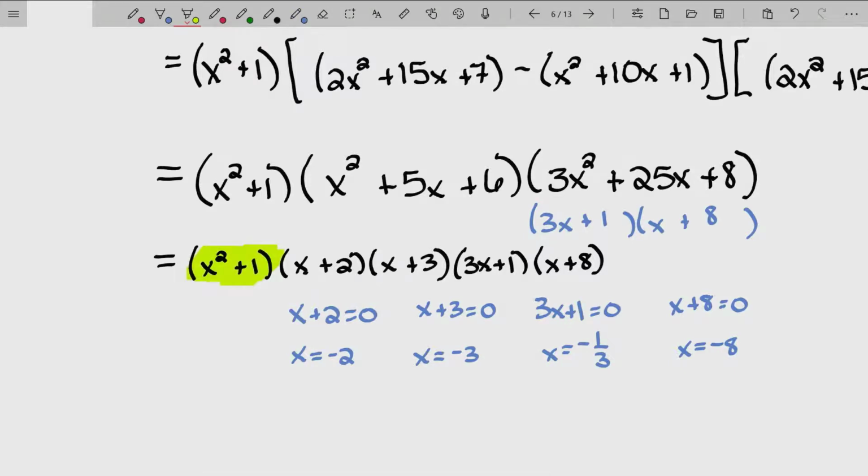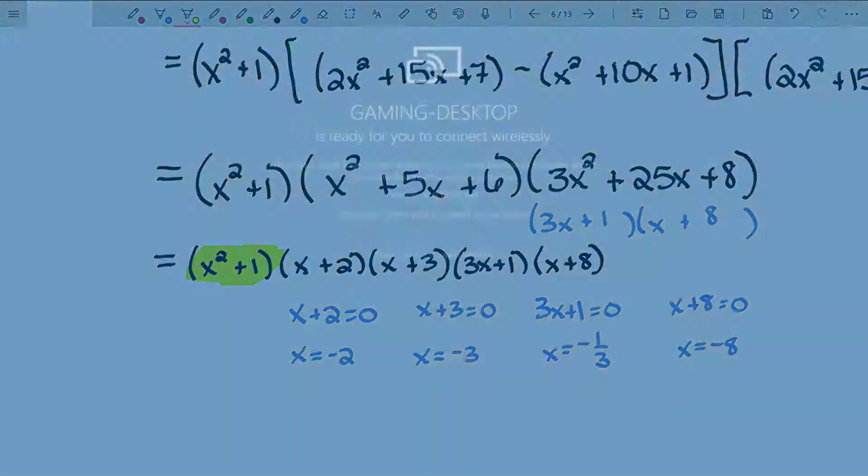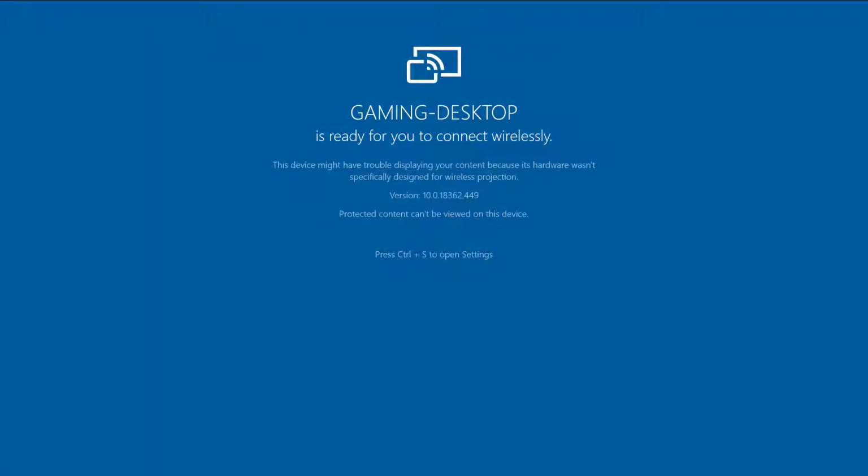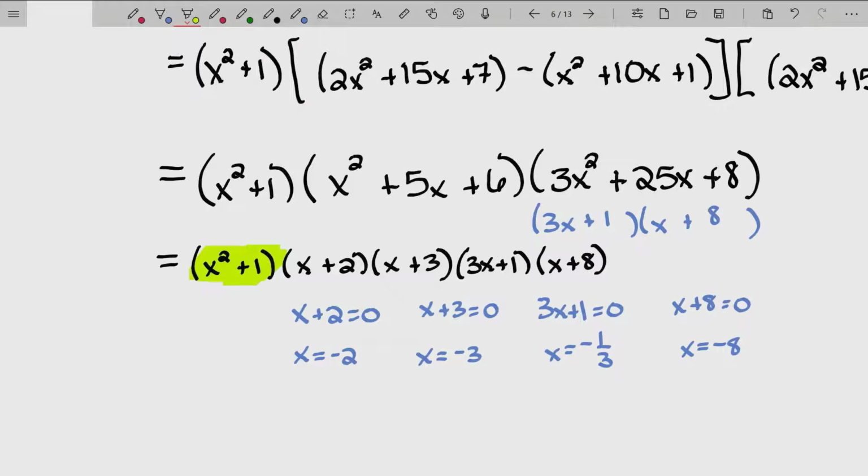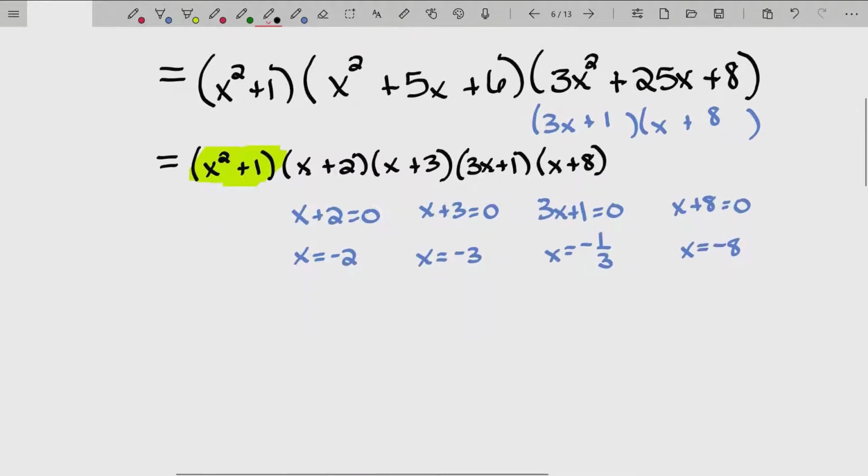If you're wondering why I'm not bothering with the x squared plus 1, it's mainly because x squared plus 1 is not going to become 0. The only way x squared plus 1 becomes 0 is if x squared is equal to a negative 1, which would be the imaginary number i. So I'm not really worried about imaginary numbers. I don't think anybody's ever told you this, because they never told me this when I was a student.